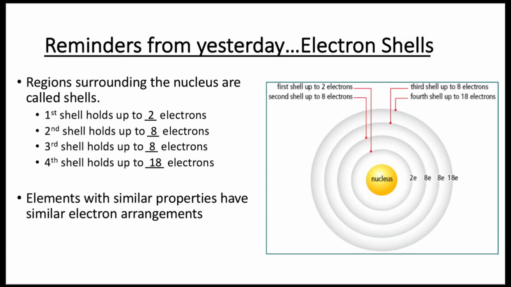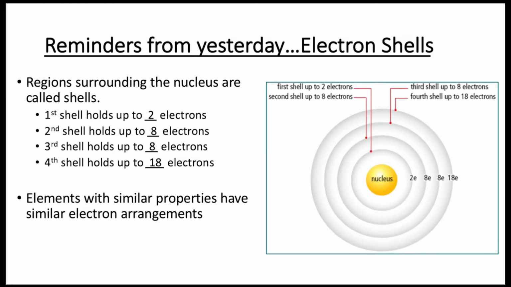So the regions surrounding the nucleus, which is shown in yellow in the image to the right, are called shells. So the first shell can hold up to 2 electrons. The second shell holds up to 8 electrons. The third shell holds another 8 electrons. And then the fourth shell can hold up to 18 electrons. Elements with similar properties have similar electron arrangements.